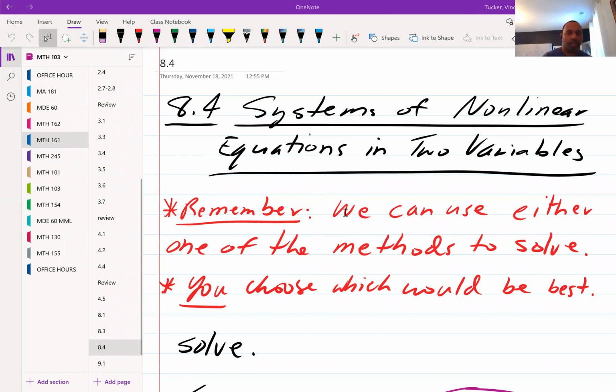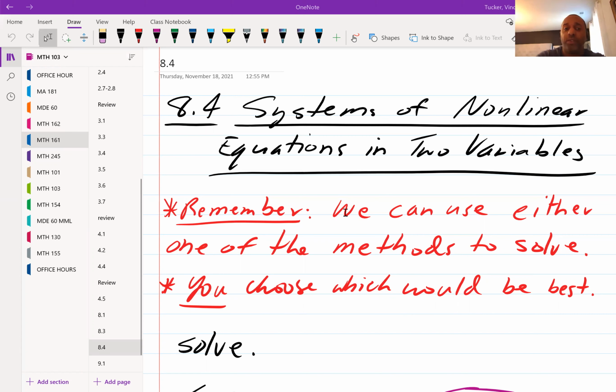All right, so this section is 8.4, systems of nonlinear equations in two variables. It's just like solving systems of linear equations. We talked about that in the previous section, but this time we have nonlinear equations. So you're talking about quadratics or maybe circles.